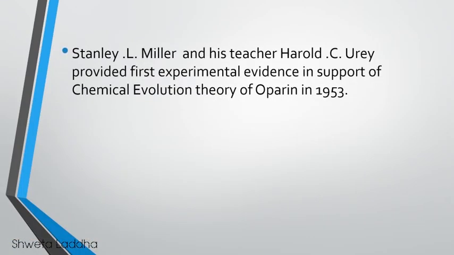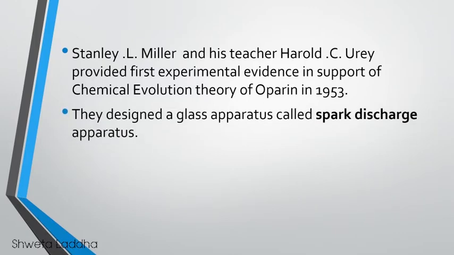Stanley L. Miller and his teacher Harold C. Urey provided the first experimental evidence in support of Oparin's theory of chemical evolution after 30 years of its presumption. They tested the hypothesis through an experiment commonly called Urey and Miller's experiment in the year 1953. As a part of the experiment, they designed an apparatus and simulated the prebiotic conditions.